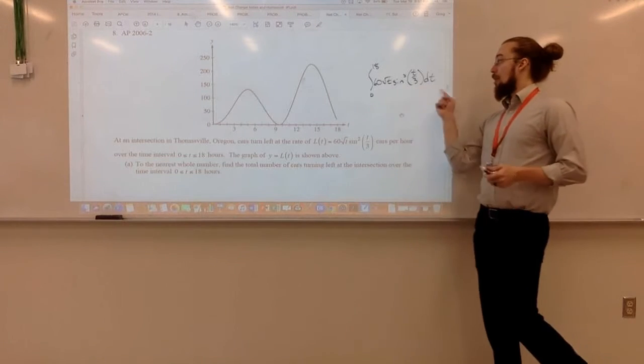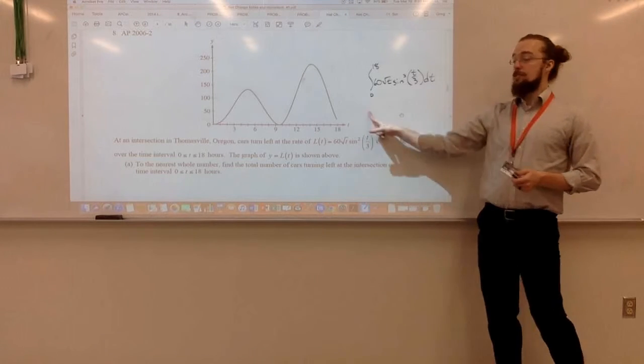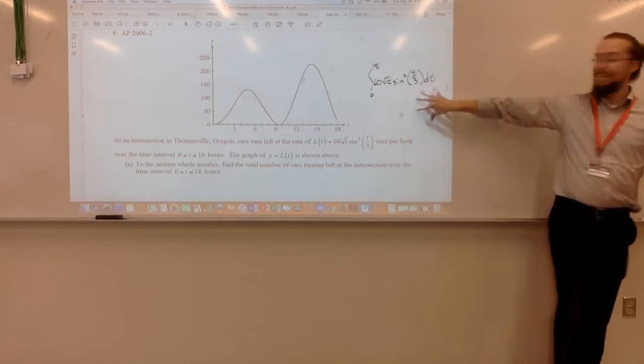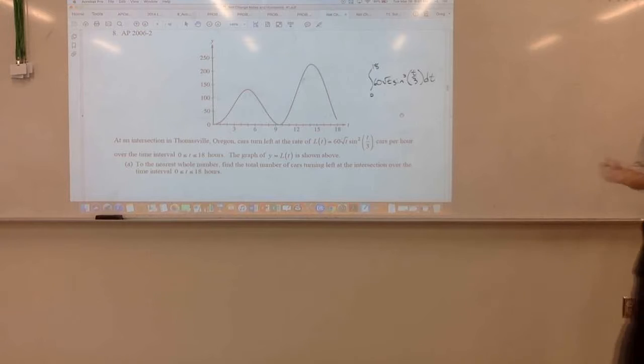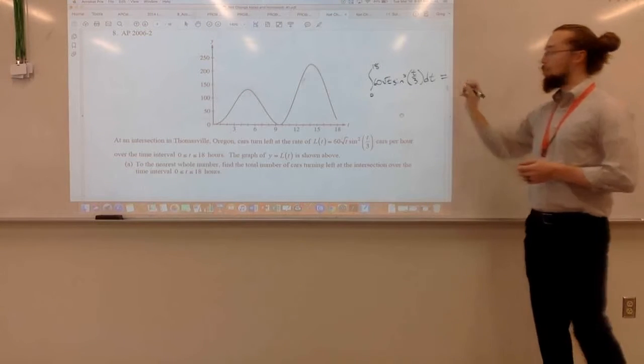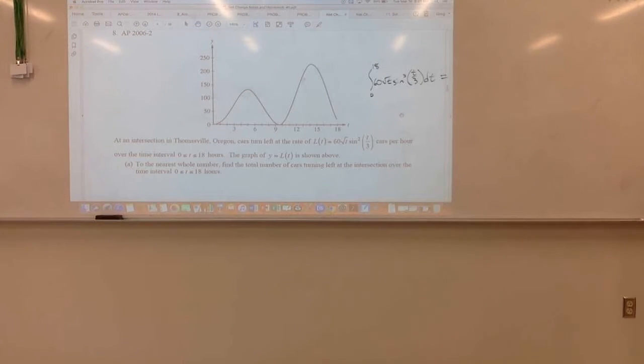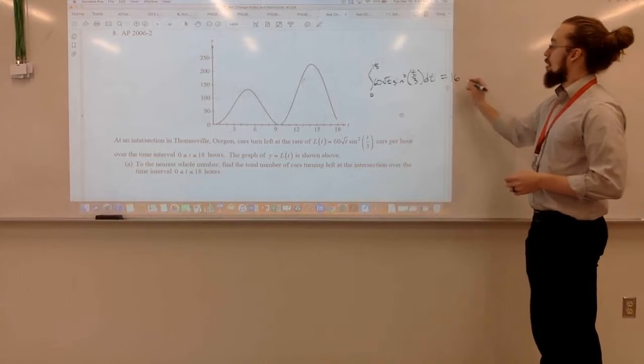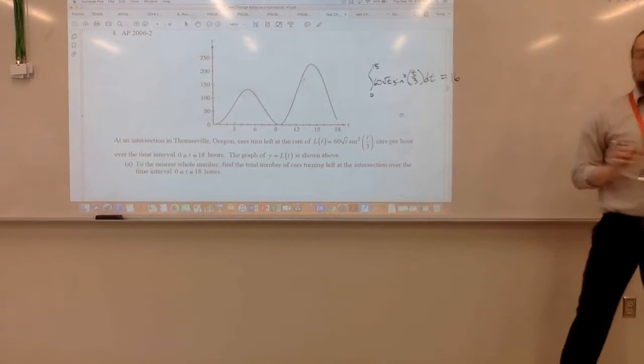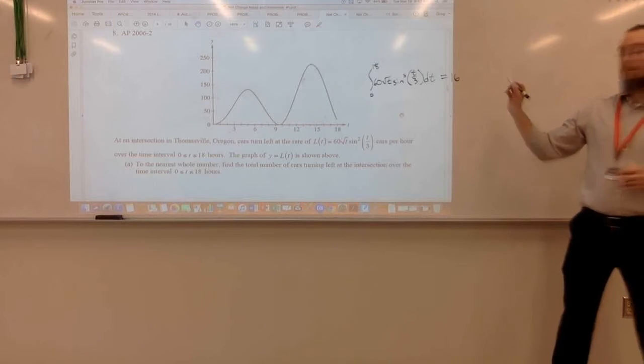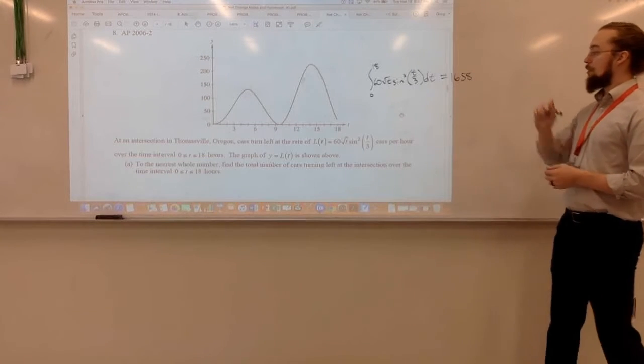And remember, on the AP test, they want to see this. So you would need to write this down, but then you can just plug that into your calculator and say equals whatever we get. So what do we get? 1,657. Well, I got error. Say it again. 1,658.